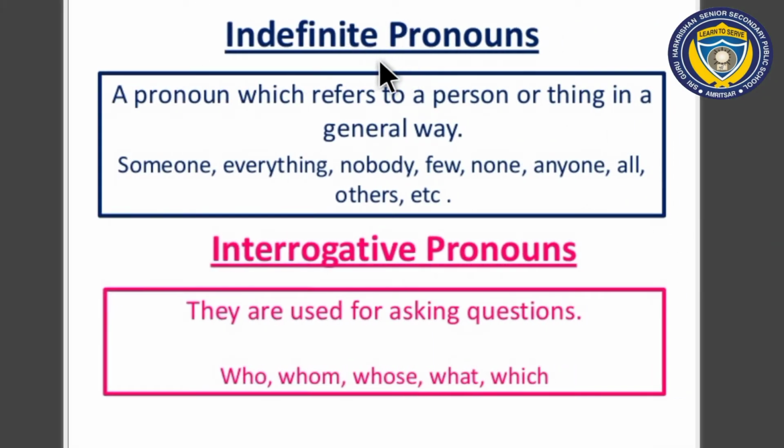Indefinite pronoun. What are indefinite pronouns? A pronoun which refers to a person or a thing in a general way. Someone, everything, nobody, few, none, anyone, all, others, etc. So those which don't show a definite person are known as indefinite pronouns. Interrogative pronouns. They are used for asking questions. So pronouns which we use for asking questions are known as interrogative pronouns. Example: who, whom, whose, what, which.